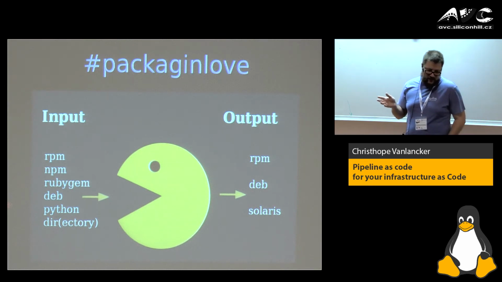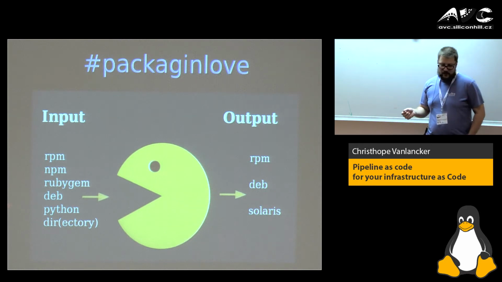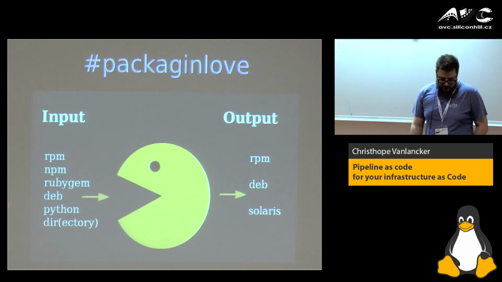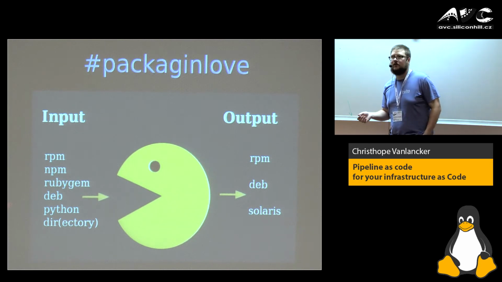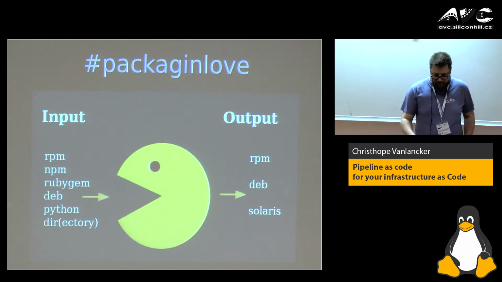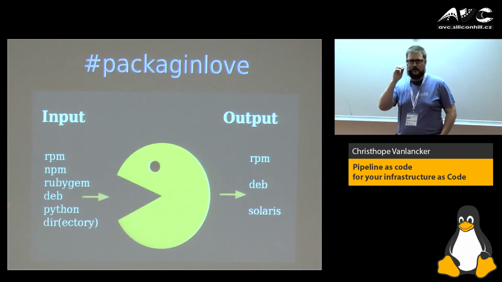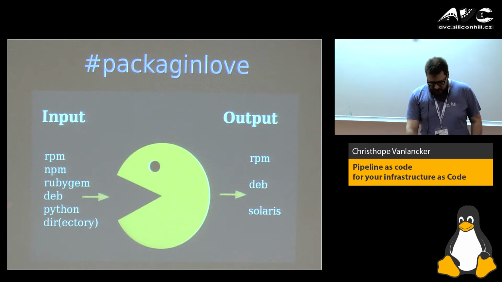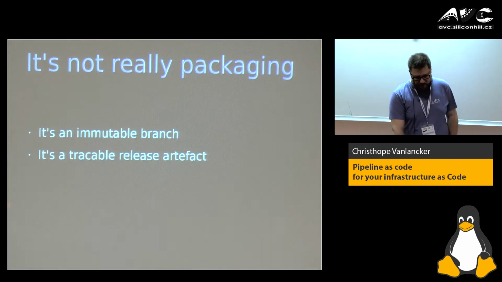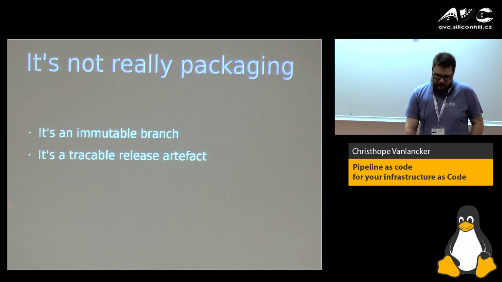It's not limited to that. You can also use it to package Ruby gems, Python modules, NPM, those kind of things. So it allows you to package easily, get those advantages from using your package management system without having to learn all the specific stuff on how to create an RPM file based on a spec file, etc. In the end, it's not really packaging. It's an immutable branch that you're creating for your software, and it allows you to trace your release artifacts.